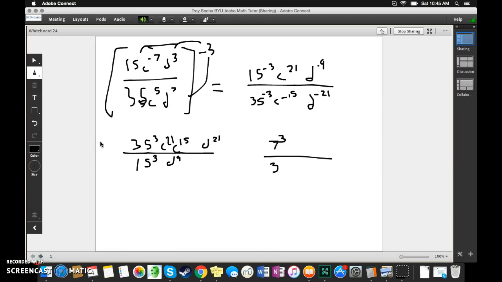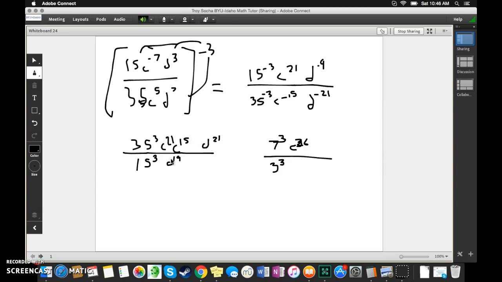We just divided these by 5 because I noticed that 5 goes into 35 and 15. It could have been done here, and that is why we can do it here, because it could have been done up here. So this is going to be to the 3 as well. The C's get added, so it's C to the 36.